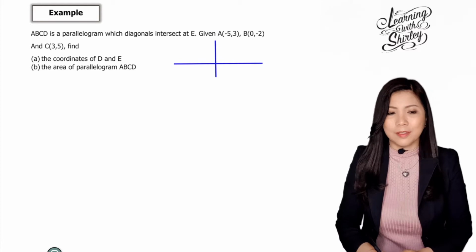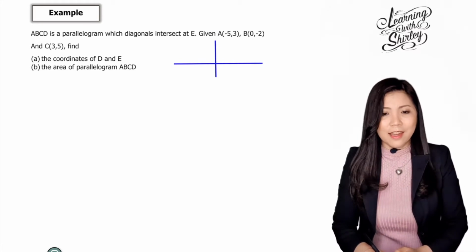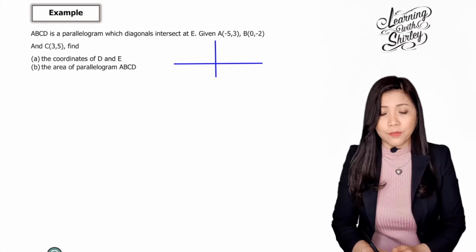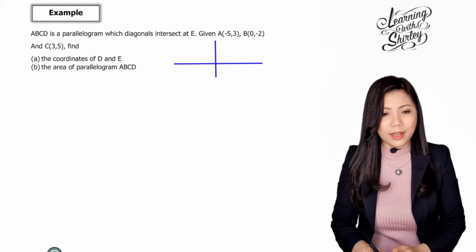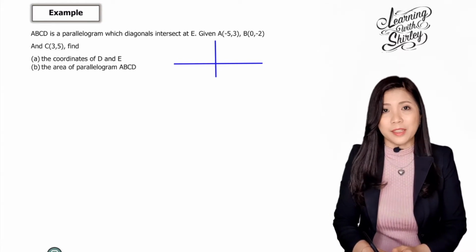Let's look at this example. ABCD is a parallelogram whose diagonals intersect at E. Given A(-5, 3), B(0, -2), and C(3, 5), find A, the coordinates of D and E, and B, the area of parallelogram ABCD.